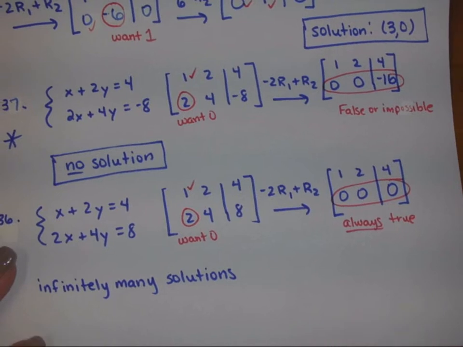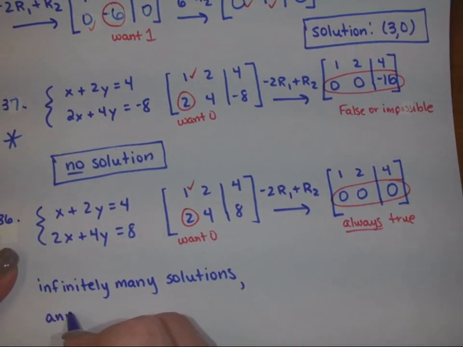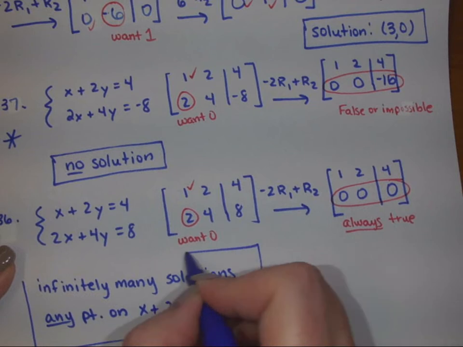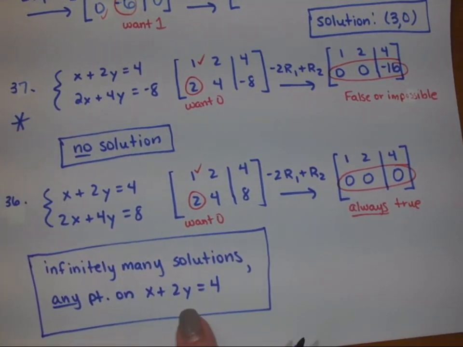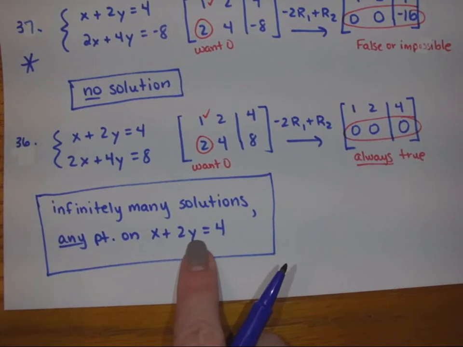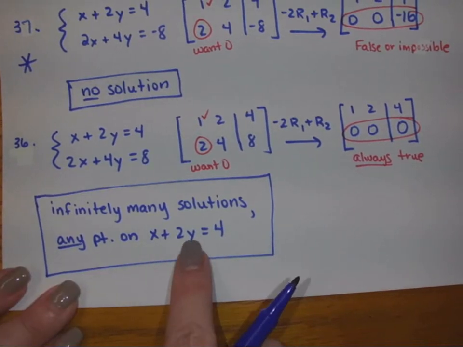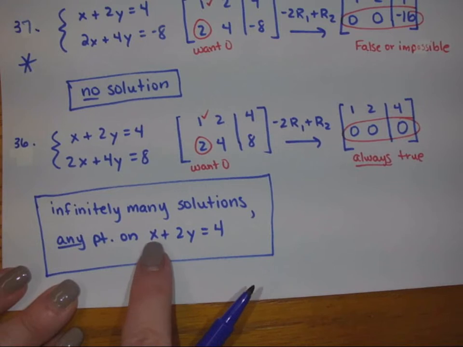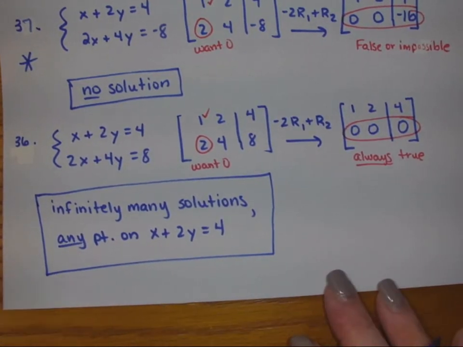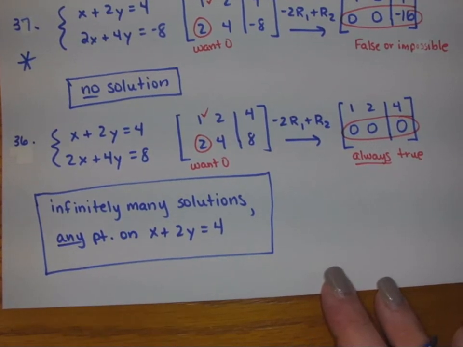So infinitely many solutions, and I want you to know that it means that it's any point on this first line right here, on x plus 2y equals 4. It's not all solutions, it's just infinitely many. It's any point that qualifies here. So it could be the point (0, 2), right? Because if you plug in 0 and 2, you get 4. But it could also be the point (4, 0), because if you plug in 4 and 0, you get 4. And there is an infinite amount of pairs that would work. And any pair where you add them together in this way and you get 4 is a solution.